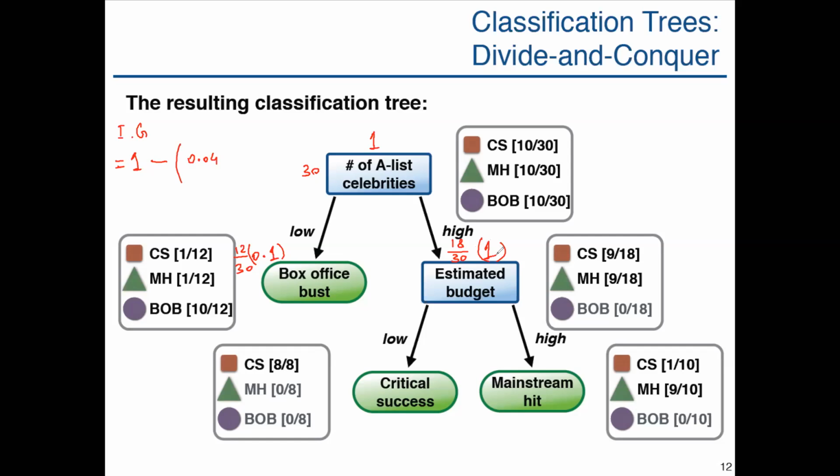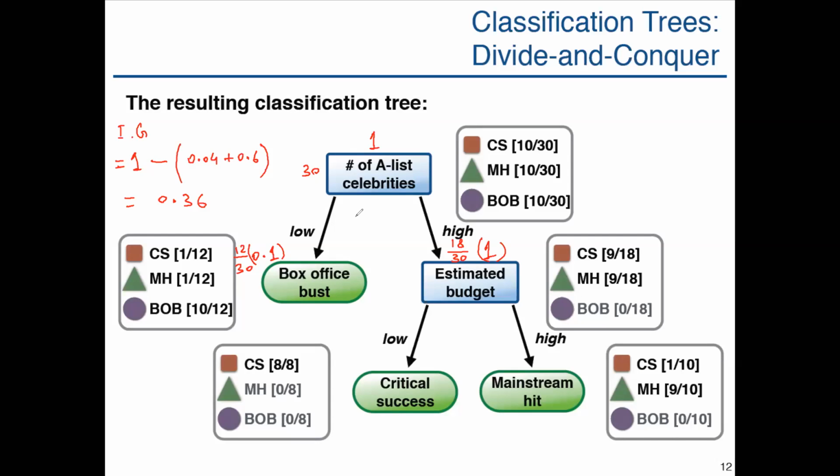And in this case, it's going to be 18 over 30. What will that be? That's going to be 0.6, right? और आपका information gain आ जाएगा 0.36 in this case. ठीक है? That's your information gain, अगर आप ये split choose करते हैं, that is the number of A-list celebrities.